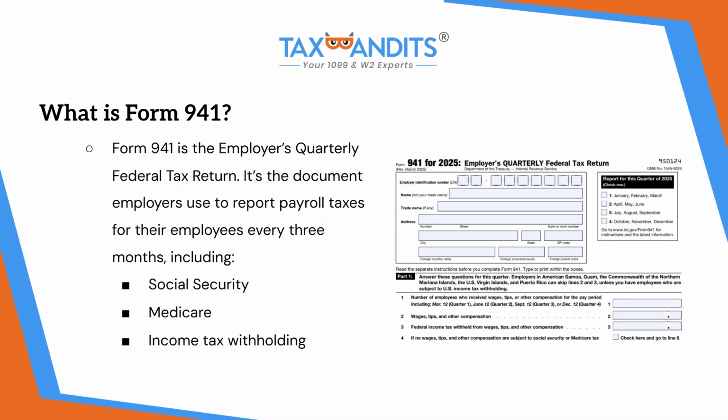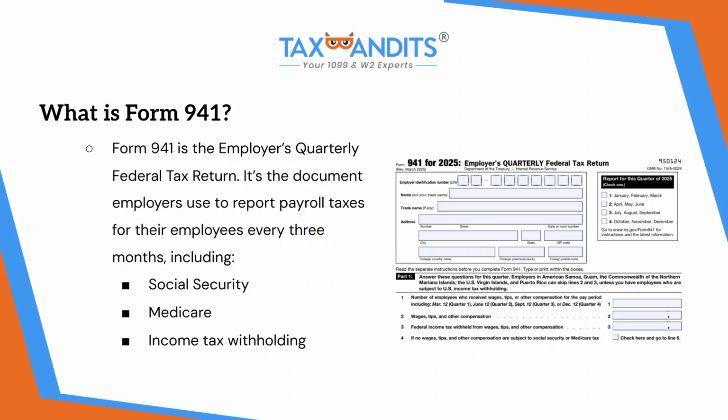Before we discuss our amazing 941 features on TaxBandits, we must answer the age-old question: what is a 941 form? According to the IRS, Form 941 is the employer's quarterly federal tax return. It's the document that employers use to report payroll taxes like Social Security, Medicare, and income tax withholding for their employees every 3 months.